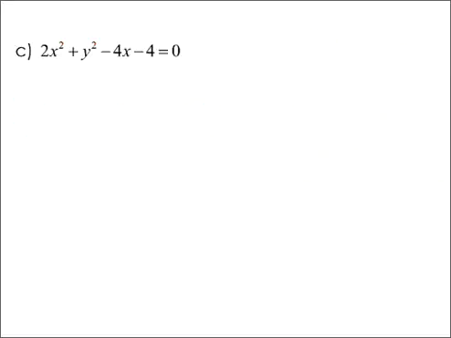Okay, example 1c. Notice first that there is an x squared and a y squared. In between there is a plus. So now we just have to figure out if this is a circle or if it's an ellipse. Well, the x squared has a 2 in front of it and the y squared has a 1. Those are different coefficients, so this is an ellipse.